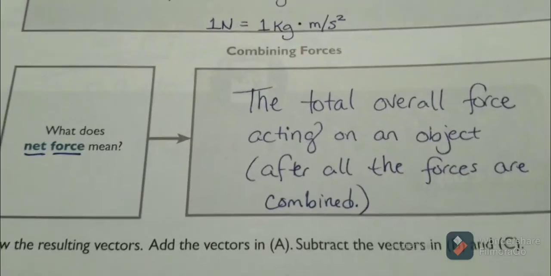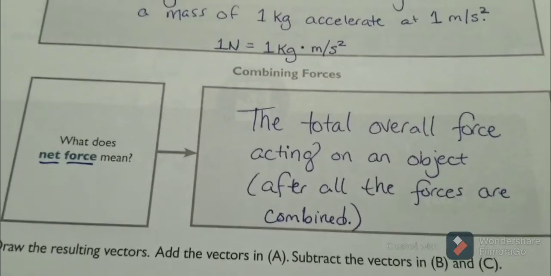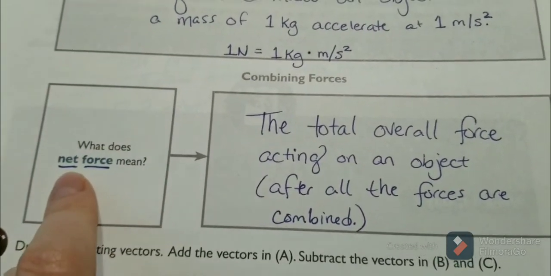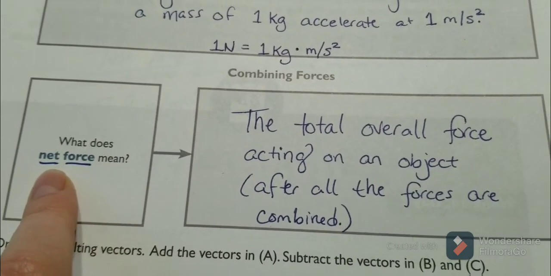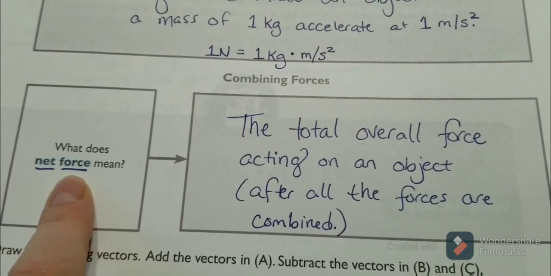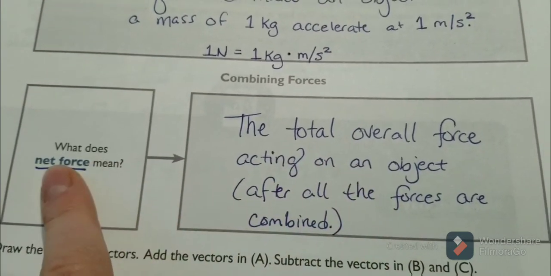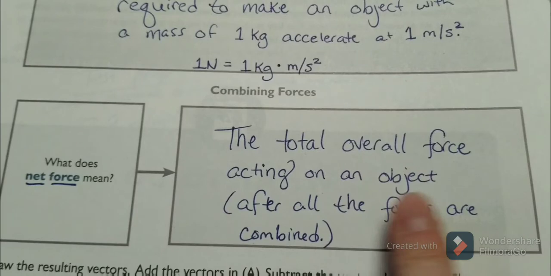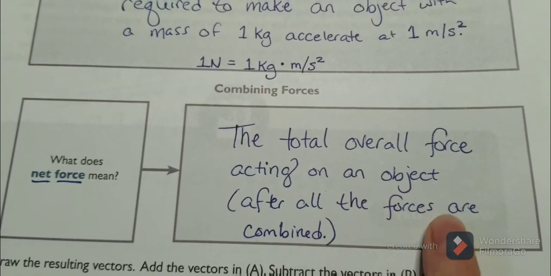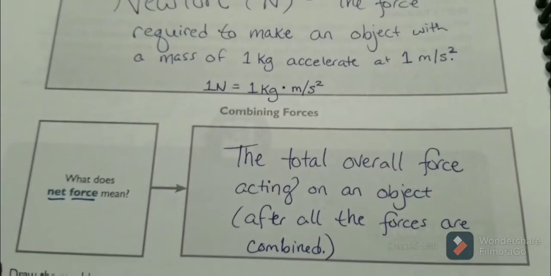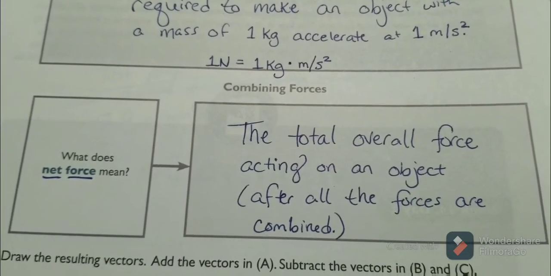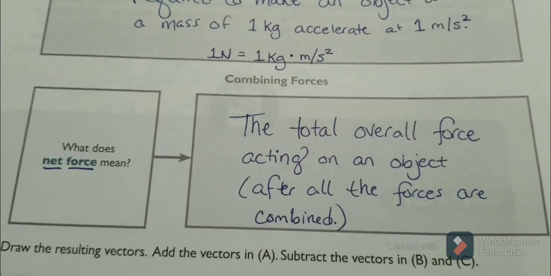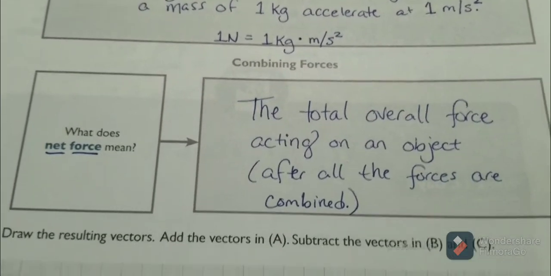All right. Sometimes we combine forces. Usually there's multiple forces going on. The net force is how we look at all of the different forces acting on an object and combine them all together. So the net force is the total overall force acting on an object. That might be a frictional force as well as gravity combined. Net force would be both of those together.